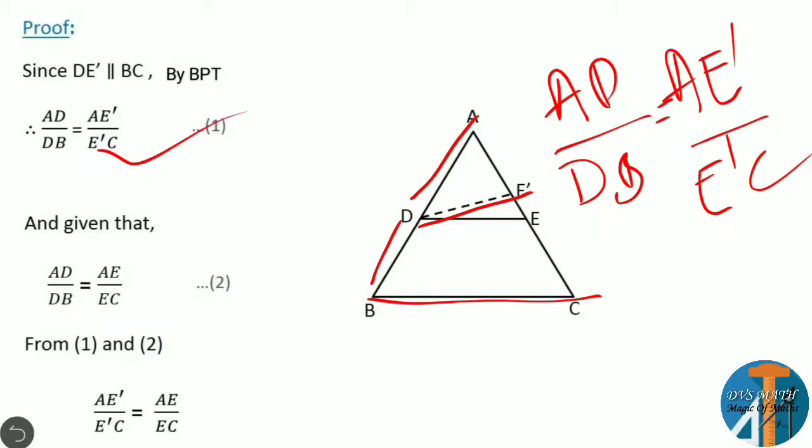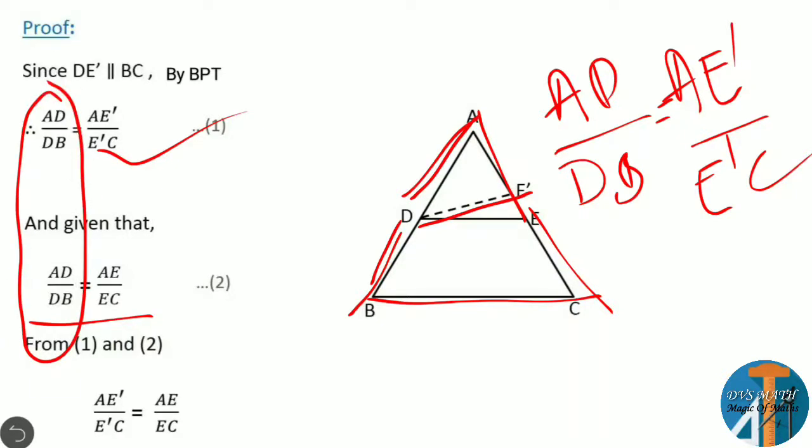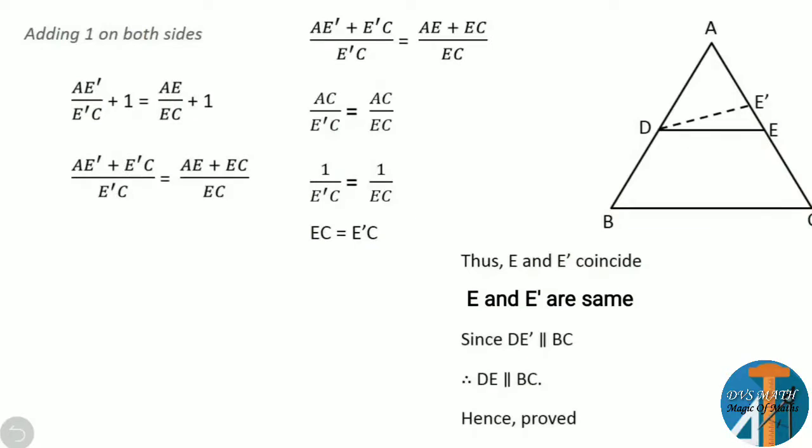Then what is given in data? It is given that AD by DB is equal to AE by EC. So that is equation 2. So now in both the cases LHS equal. So we are equating the RHS. So let's go to next. So now add.